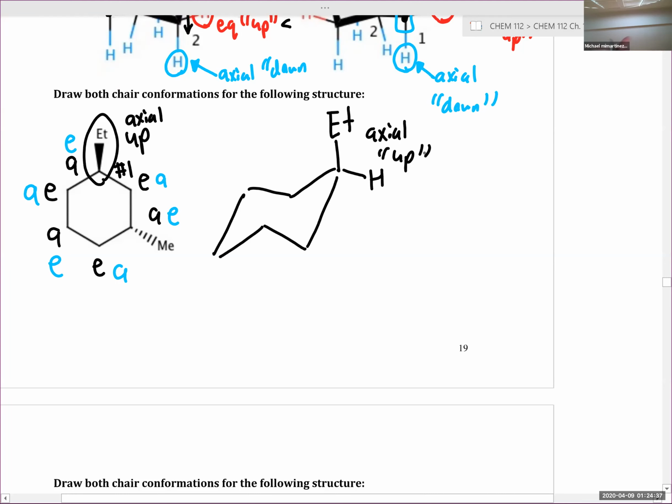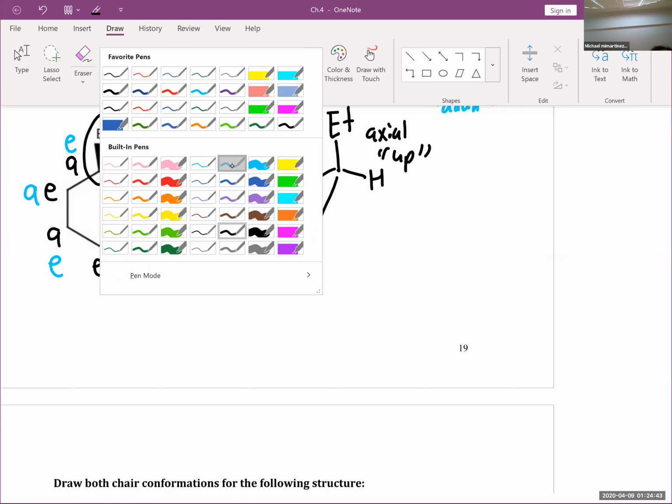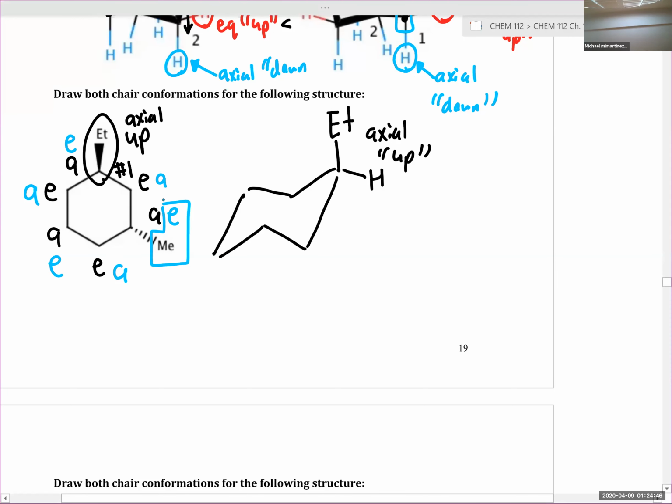Now, looking at our methyl group, which is at carbon 3, is our methyl group, according to our counting method, going to be axial or equatorial? Axial or equatorial? Let's try to answer that question. Yep, equatorial. So it will be equatorial pointing down.